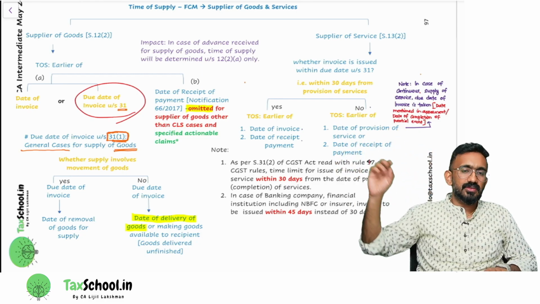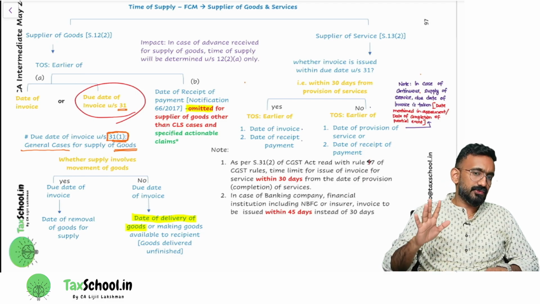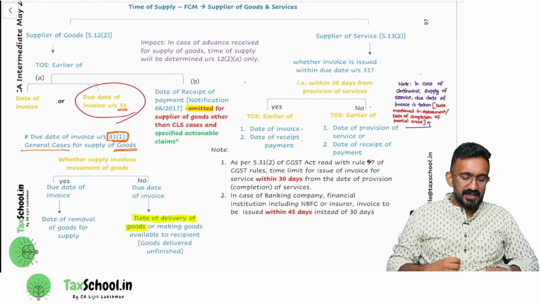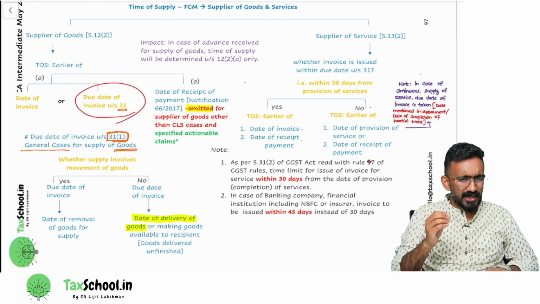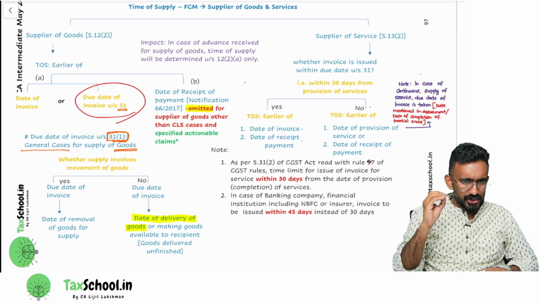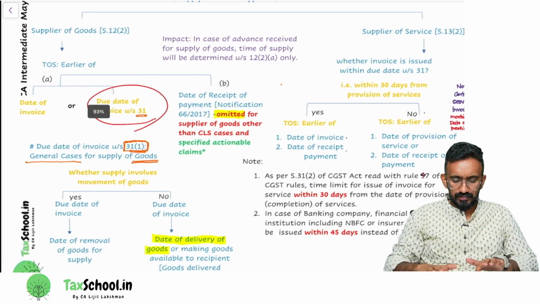Now look at the wordings that they have given for supplier of goods. What is the time of supply for supplier of goods? They said it is earlier of. Which section would I apply? For goods, section 12. For supplier, subsection 2. So 12 subsection 2. What does it say?